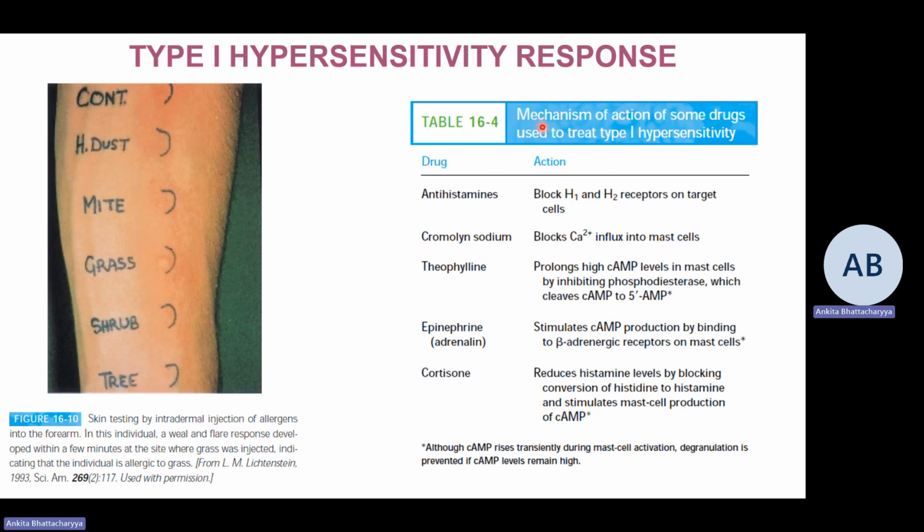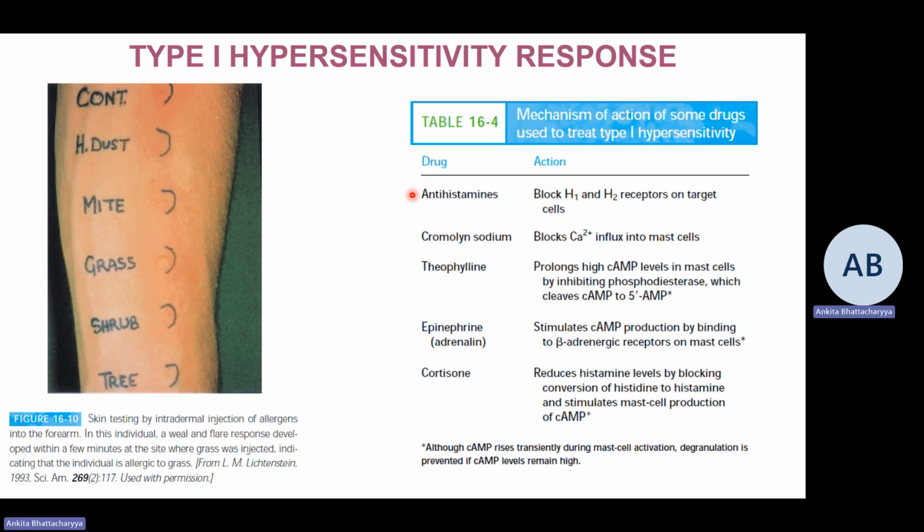And some drugs that are actually used to treat type 1 hypersensitivity. The most common one of these, which most of you would be, I assume, familiar with, is the group of antihistamines, which work against histamines. They block the H1 H2 receptors on target cells.